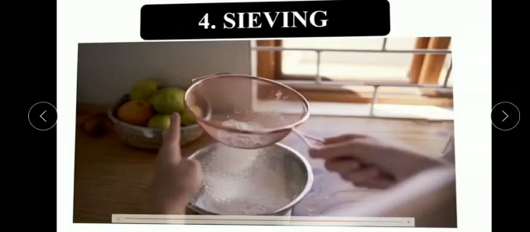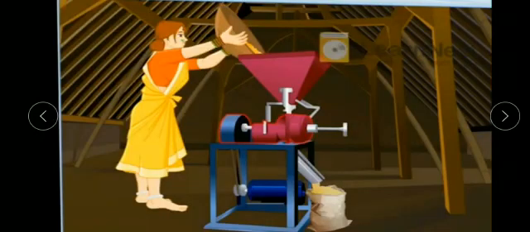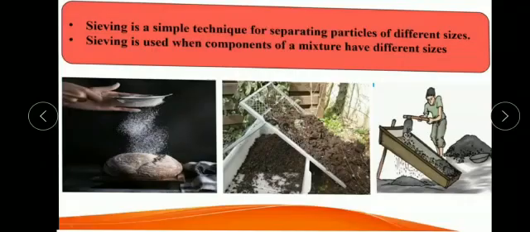This is sieving and you have seen your mother doing it almost every day when she makes chapati for you. And nowadays it is done by machines on a large scale. अगर बहुत सारे आटे को sieve करना होता है तो ये machines के द्वारा किया जाता है on a large scale. So what is sieving? Sieving is a simple technique for separating particles of different size, and it is used when components of a mixture have different size.